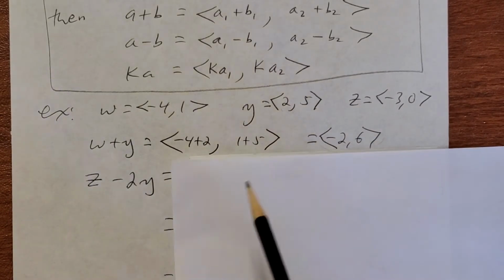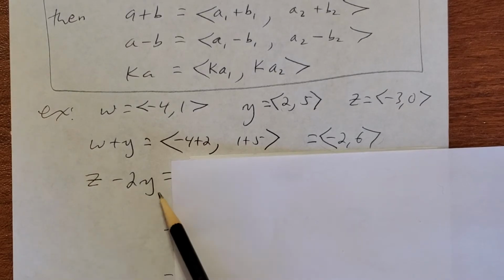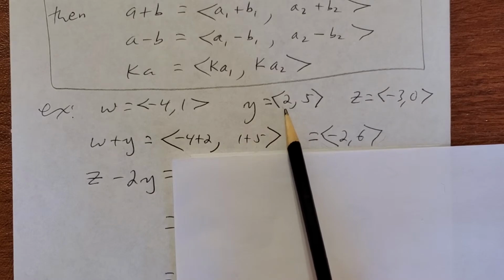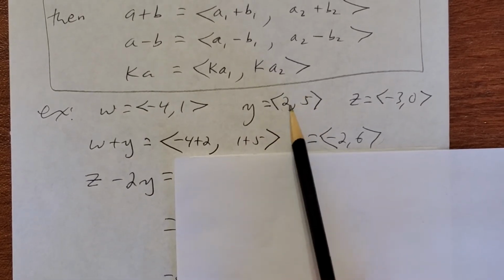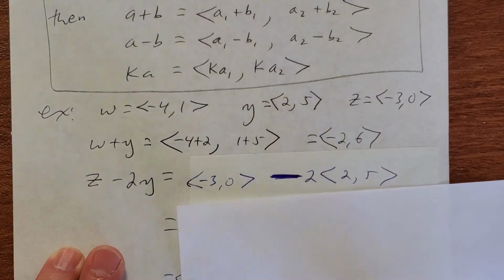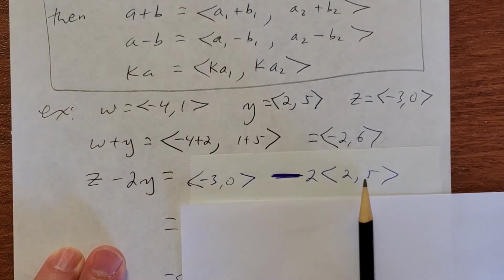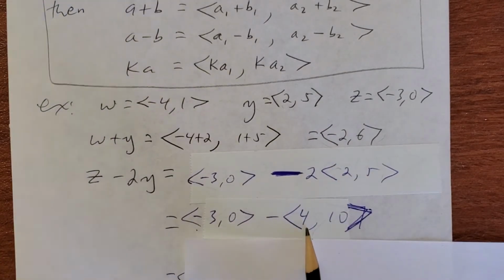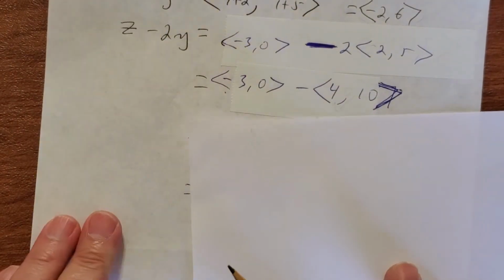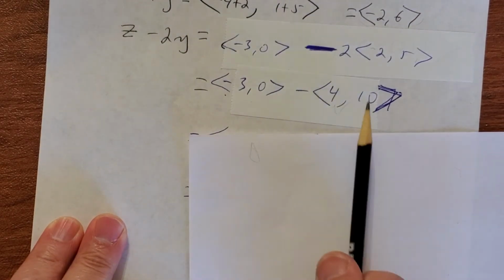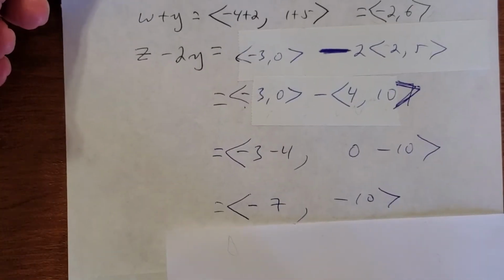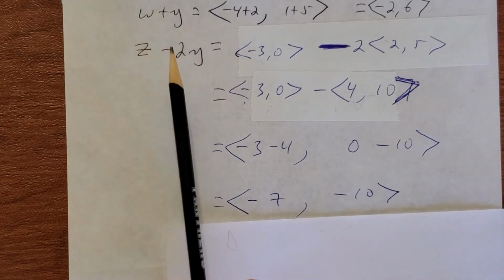So I added these 2 vectors and I got this new vector, -2, 6. What if I want to subtract from Z? Z minus Y? No, Z minus double Y, 2 times Y. So here's Y. I'm not going to subtract that. I'm going to subtract double that. So first let me find out what 2Y is. Here's Z. Here's 2 times Y, 2 times 2, 5. That comes out to 4, 10. Now I can do the subtraction. So this is Z, this is 2Y. I'm going to subtract: -3 minus 4, 0 minus 10. And that's my answer. So Z minus 2Y is this answer.